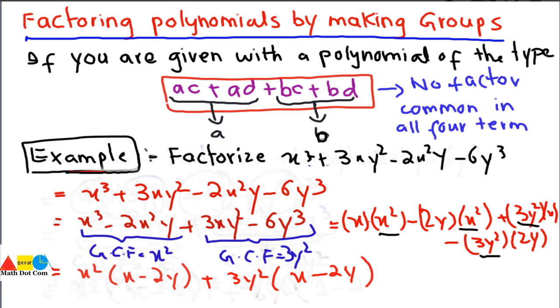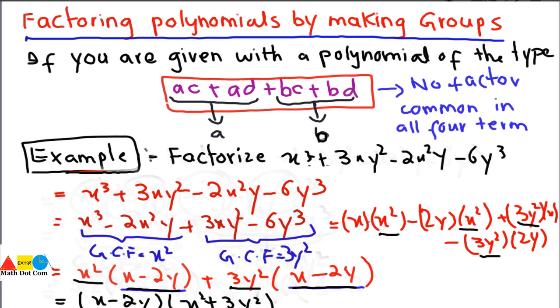Now note one thing here. When you factor them like this, these terms should be the same. If they are not the same, it means you have made some mistake, or you cannot solve the given expression using this method. So they have to be the same. Now as they are the same, we can write this expression as x minus 2y, and then the expression made up of x square plus 3y square. So this is the answer of factorizing the given expression by making groups.